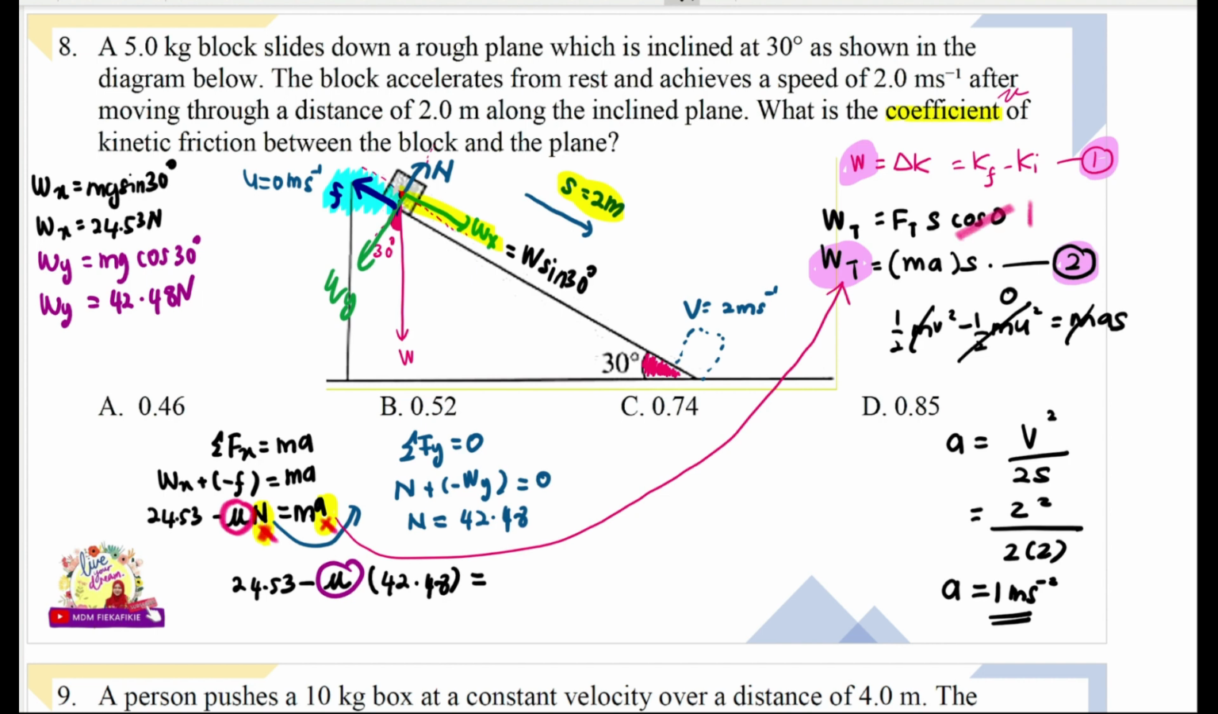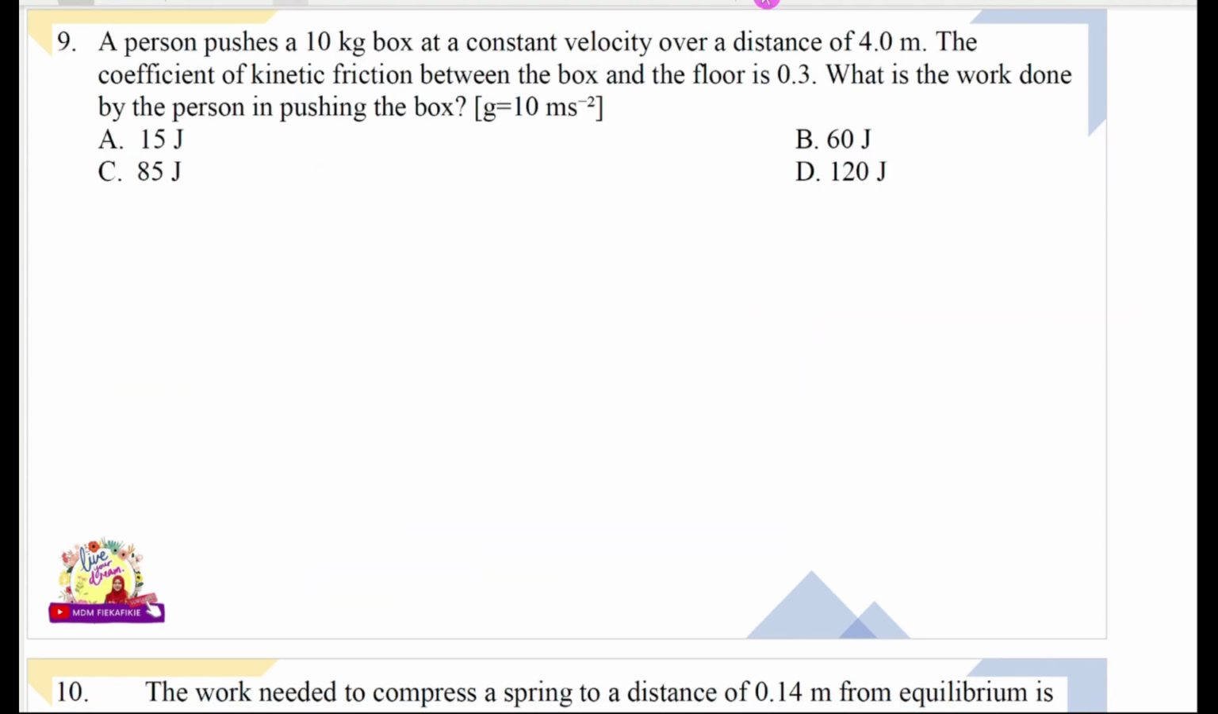The mass is 5 kg and the acceleration is equal to 1. Boleh. Okay. So, finally, you boleh dapat mu is equal to 0.46. And the answer is A. Okay. Alright. So, a person pushes a 10 kg box at a constant velocity over a distance 4 meter.